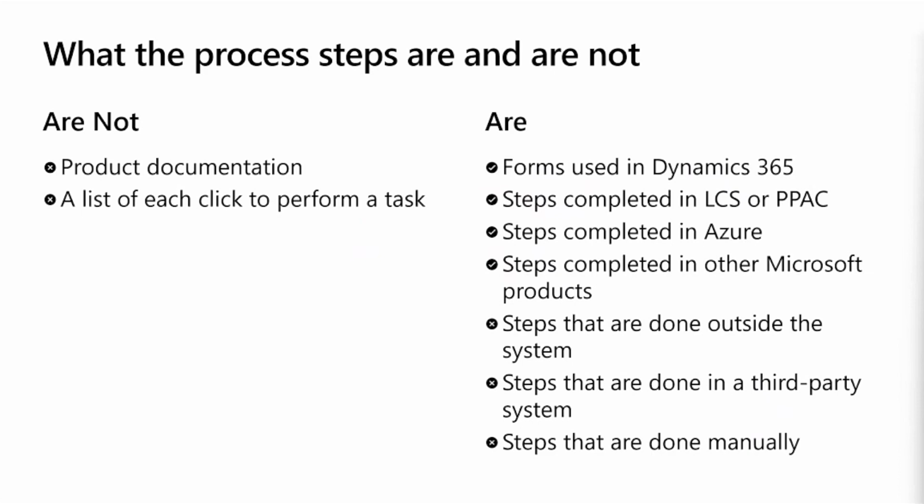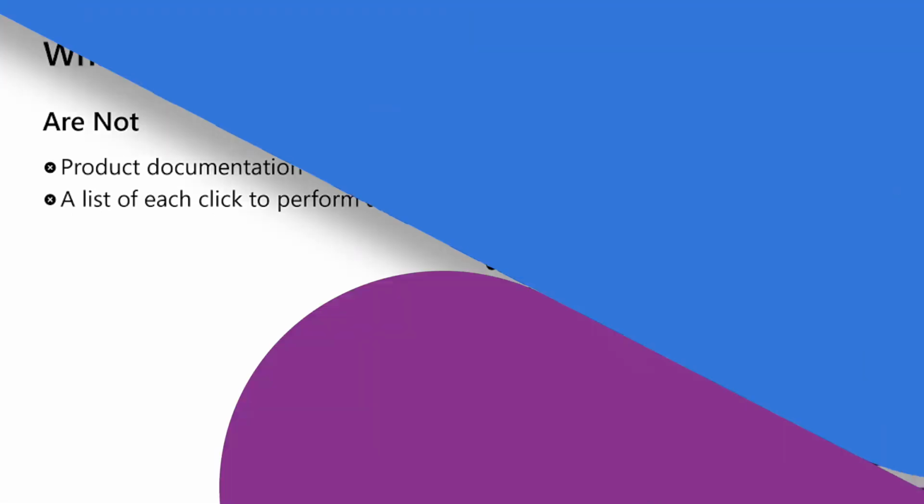Also, think about a third-party system or another system that might be used to perform certain steps. And those manual steps, things like that, happen completely outside the system in order to get from point A to point B to achieve the objective that you've set.